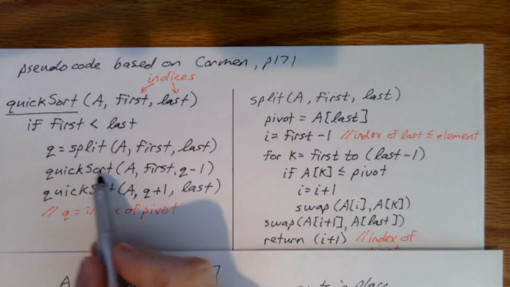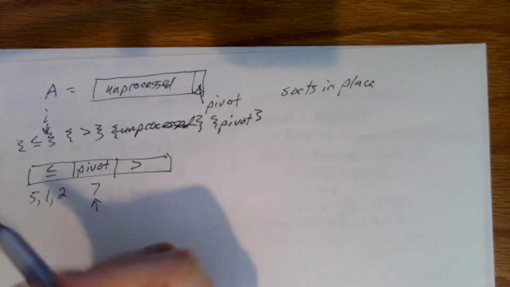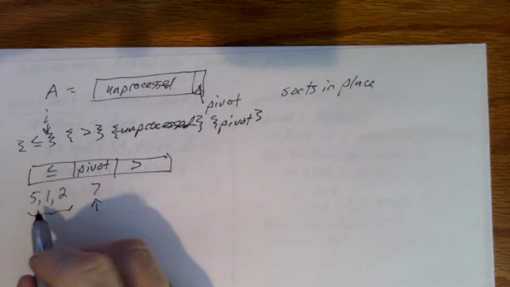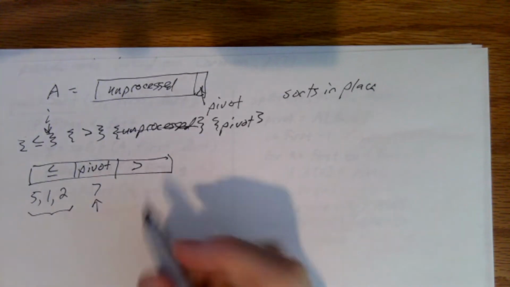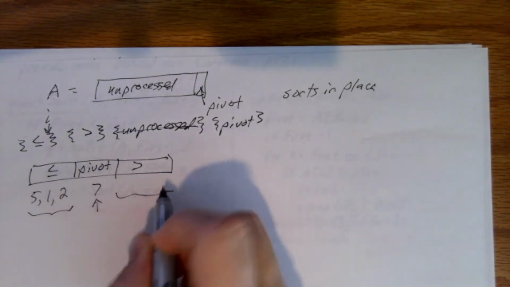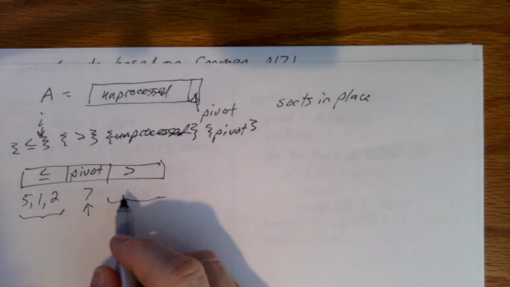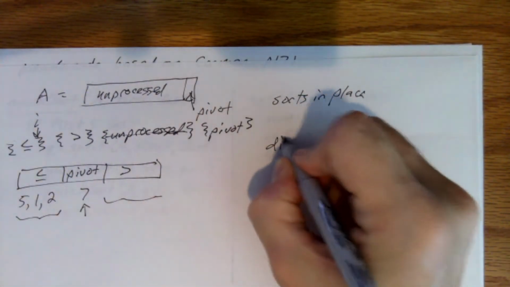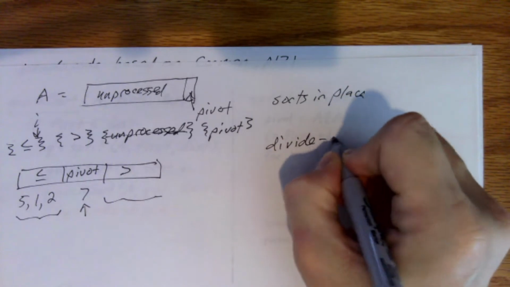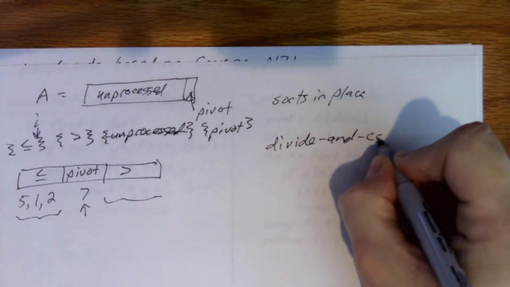We come back to here, and we call quicksort again. But now, quicksort only looks at these 3 elements, and the other call to quicksort, the second one here, only looks at these elements. So quicksort is a divide and conquer algorithm.